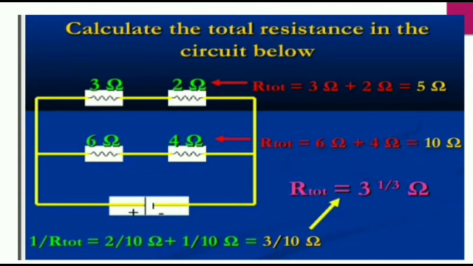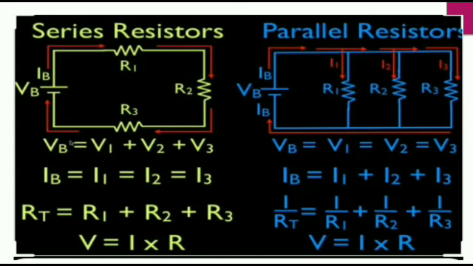Okay students, right? And this is a series circuit. Another diagram, R1, R2, R3. The formula is VB is equal to V1 plus V2 plus V3, with the same current I1, I2, I3, and RT is equal to R1 plus R2 plus R3, with V is equal to IR.